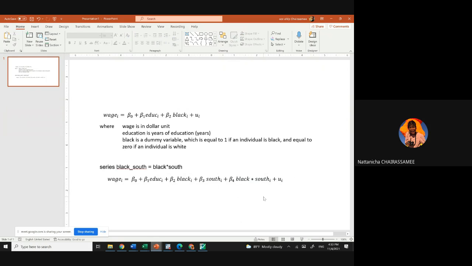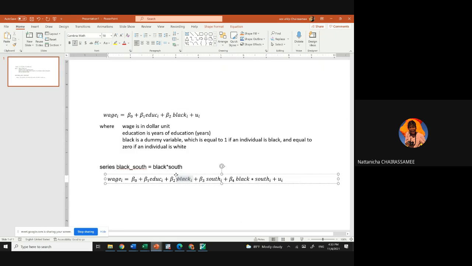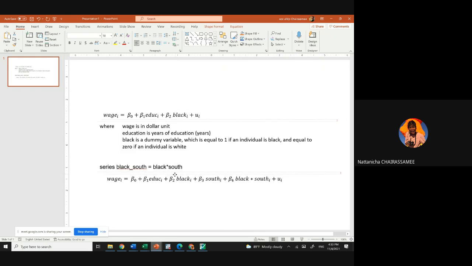Okay, so once you finish generating your interaction term, I would like you to run the regression of this equation. So we just add another new variable here and another interaction term that we already generated.